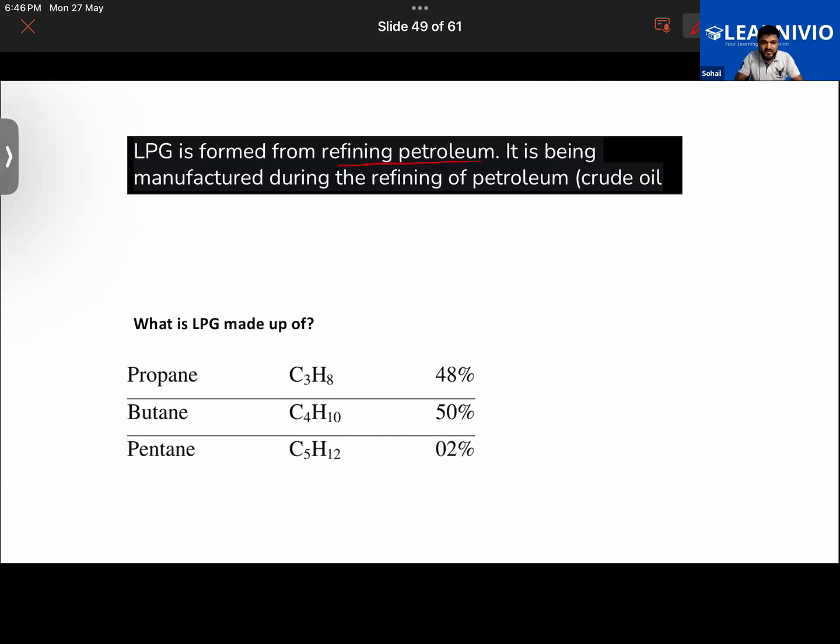Furthermore, talking about liquefied petroleum gas, which is formed from the refining of petroleum, it is manufactured from petroleum during its refining. Normally, a question is asked: what is liquefied petroleum gas made up of, or what is its composition? This question is important. It is made up of mostly three types of hydrocarbons: propane, butane, and pentane. Usually 48% propane is found in it, 50% butane, and 2% pentane. All these are three major hydrocarbons found in liquefied petroleum gas.